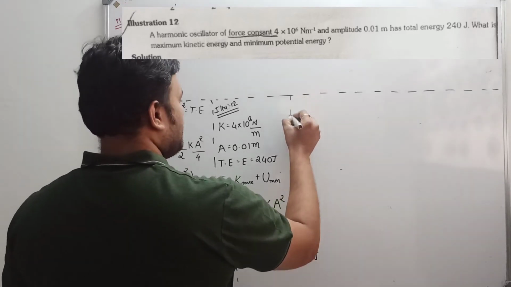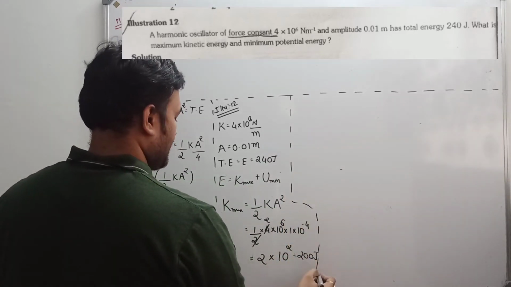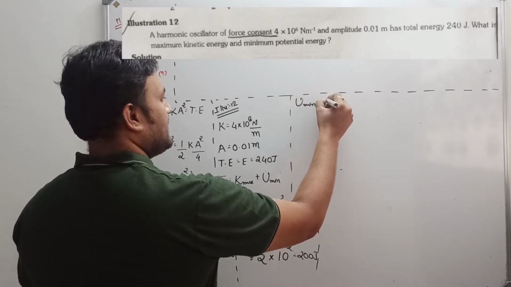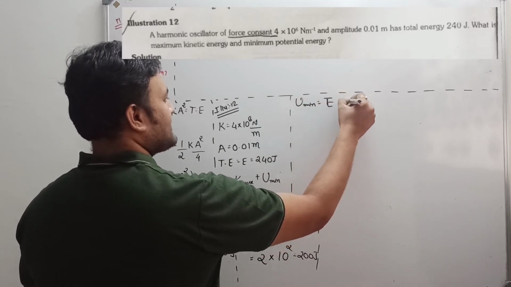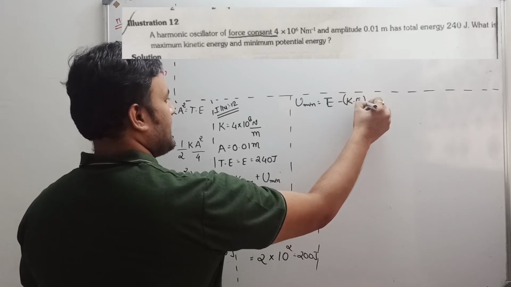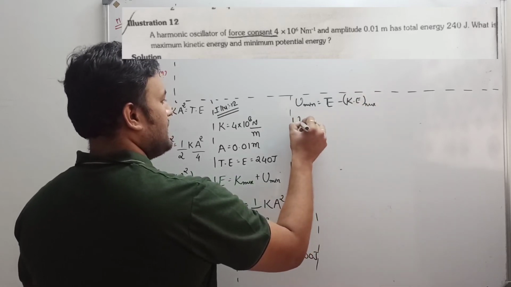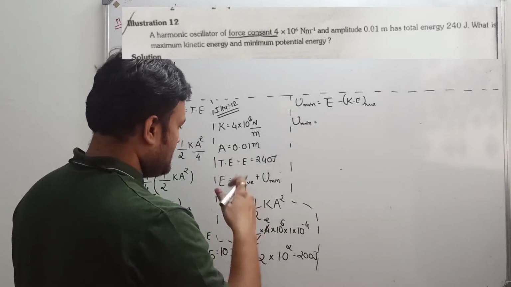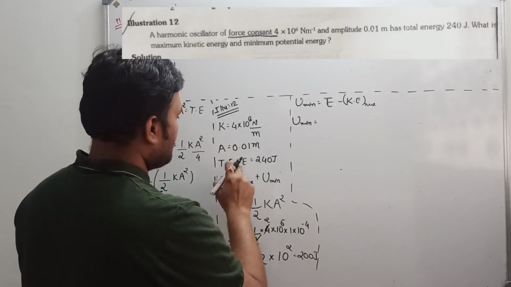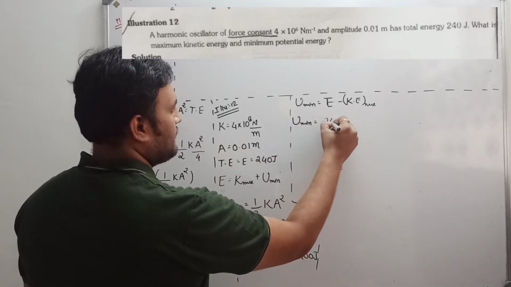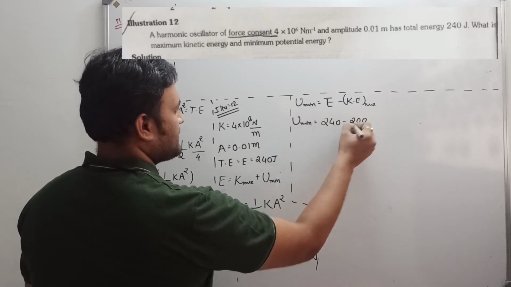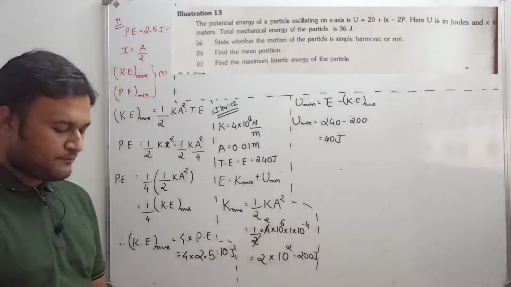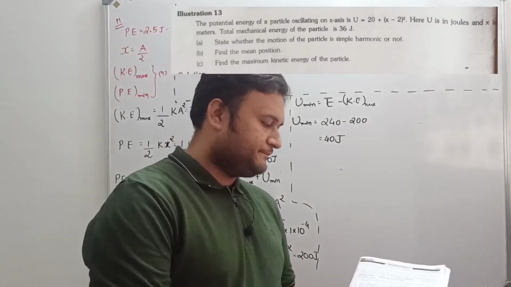Now what is the U minimum? U minimum is equal to, very simple, total energy minus maximum kinetic energy. So U minimum is equal to E. E is equal to what? E is equal to given, yes, this is 240. 240 minus 200, so this one is 40 joule. So this is the value of minimum potential energy.